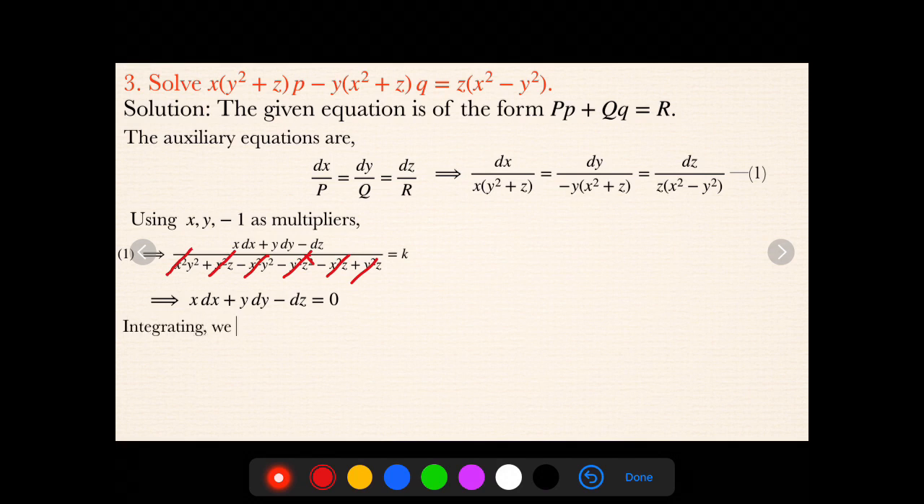We can integrate, since the coefficient of dx is a function of x, the coefficient of dy is a function of y, and the coefficient of dz is a constant. If you integrate that, we will get x square by 2 plus y square by 2 minus z is equal to c1. Okay.